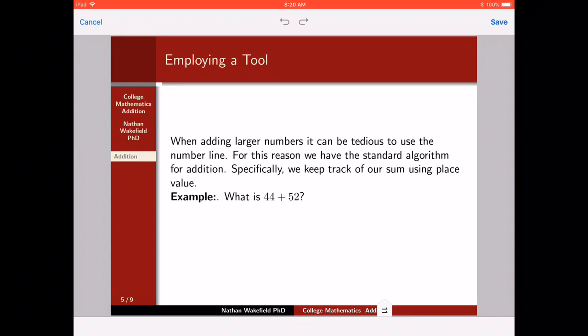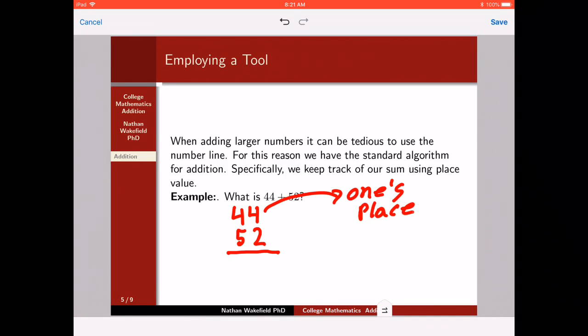So what we first want to do is we want to line these up in terms of our units. So 44 and 52. And we've got these lined up, so I've got my ones place. So right here, I've got the ones place. And over here, I've got my tens place.